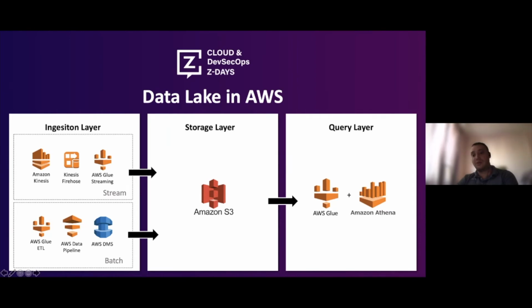Then for the query layer, we also have AWS Glue, which comes with a feature called Data Catalog, and which could be used by Amazon Athena, which is built on top of Presto, to access files from S3 and to execute SQL queries on files which are stored in S3. So you don't need to ingest this data into a database to make some SQL queries. You could just go through those files using Athena. But again, this is only for structured data.